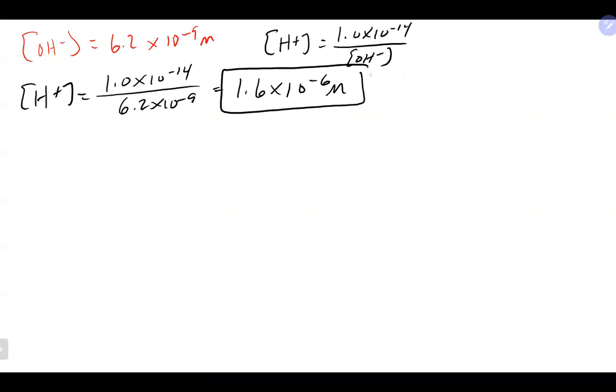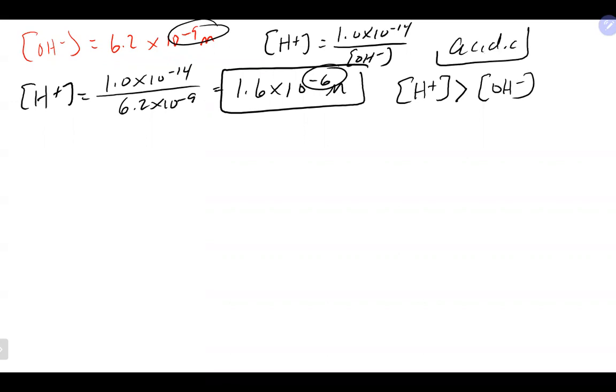And upon comparison here, we do see that it is the H plus concentration that is larger, to the minus 6 than to the minus 9. And that means that the acid part is larger. So this would be an acidic solution. Any questions on that there?